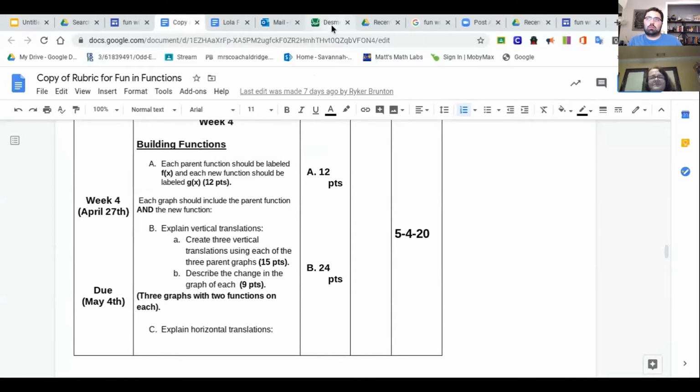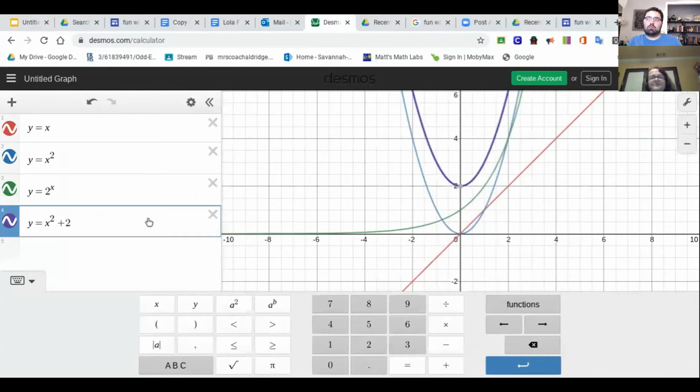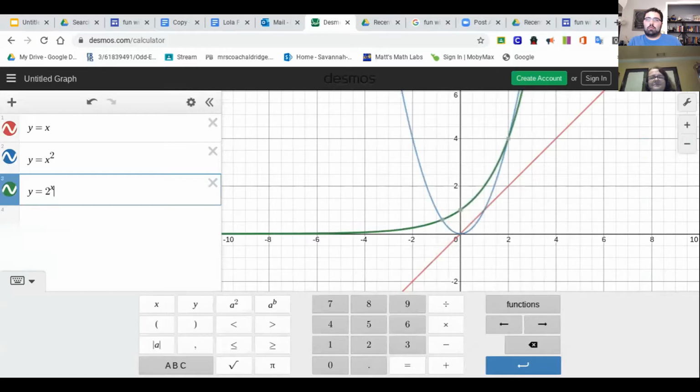But I learned something new the other day about Desmos, so I'm going to share that. So I'm going to go over here to Desmos, okay? So here are your three parent functions. Y equals x is linear, that's the red line. Y equals x squared, that is our quadratic. And y equals 2 to the x, it could be 3 to the x, it could be 5 to the x, but remember exponential means that the variable is the exponent. So then these are graphed here.